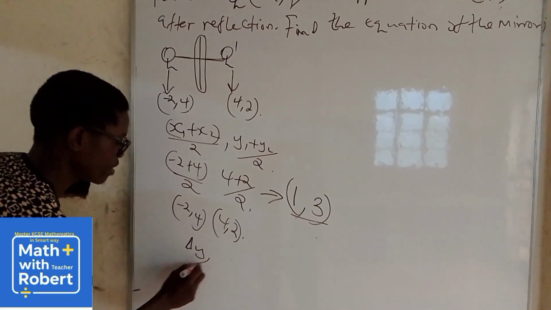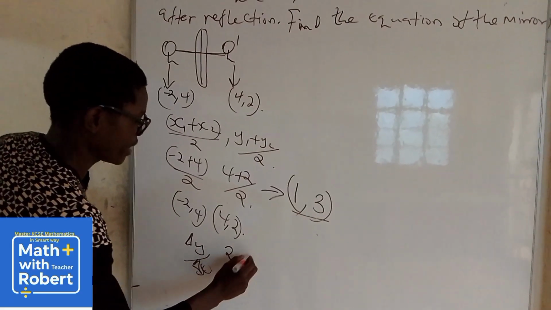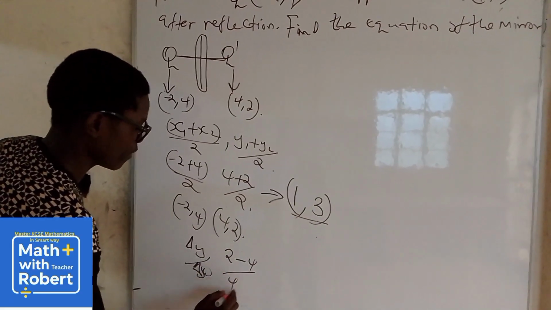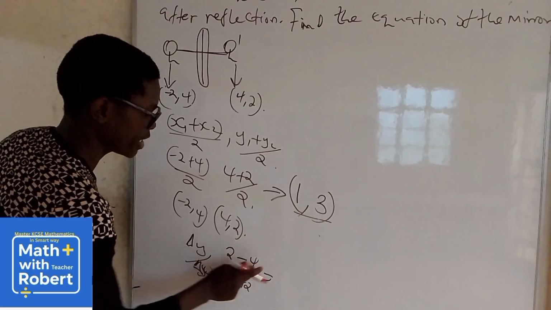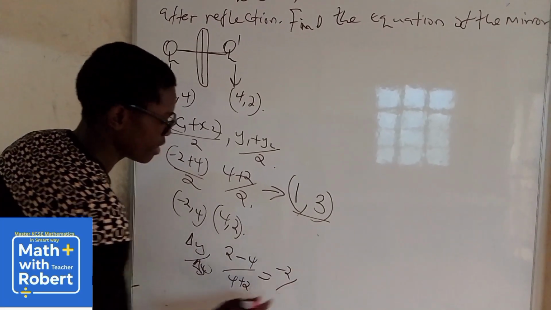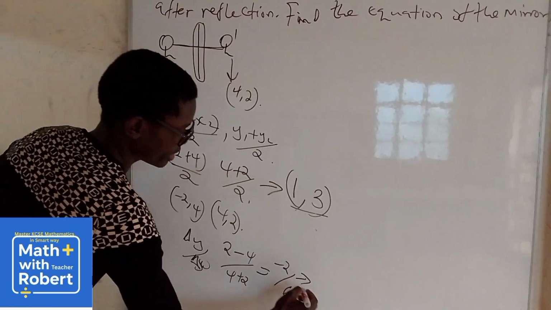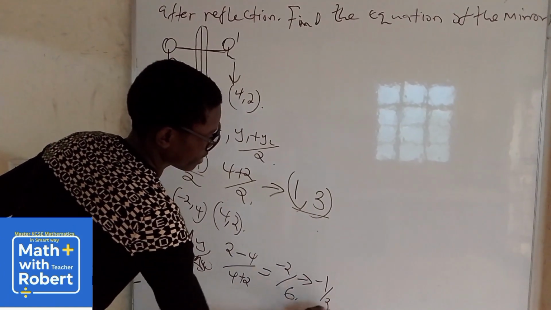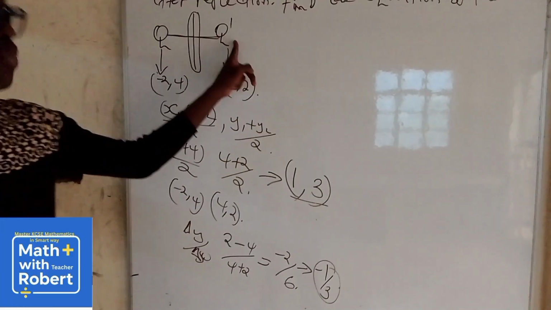taking change in y over change in x. And we say 2 minus 4 over 4 minus negative 2, that is 4 plus 2. Will give us 2 minus 4, that is negative 2, over 4 plus 2, 6. So the gradient is negative a third. So this is the gradient of line Q Q prime.